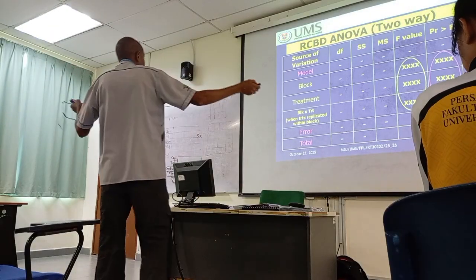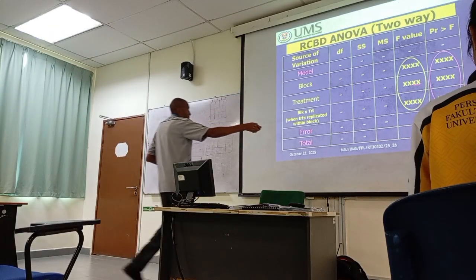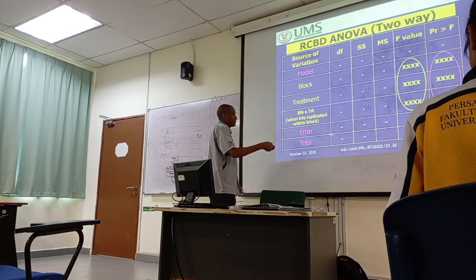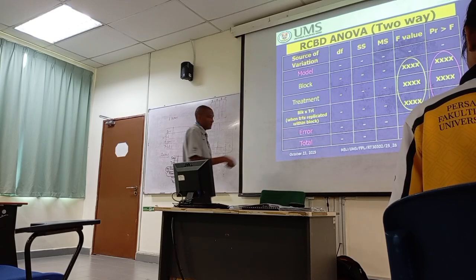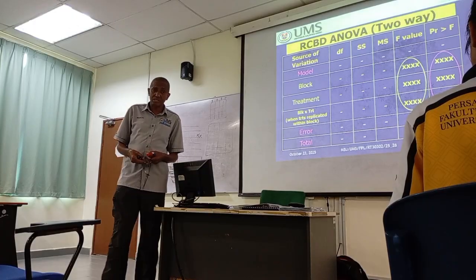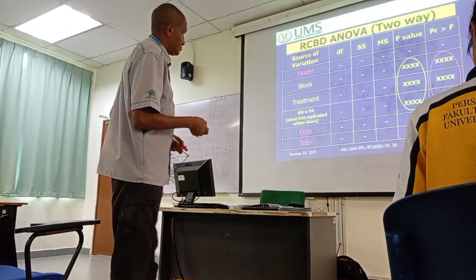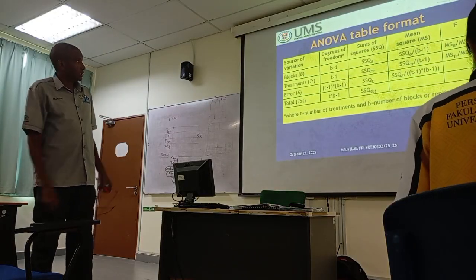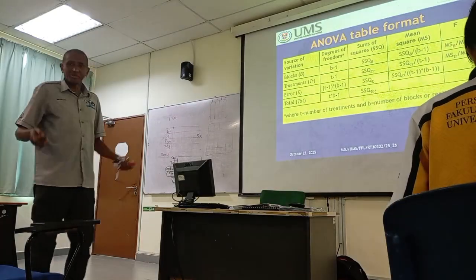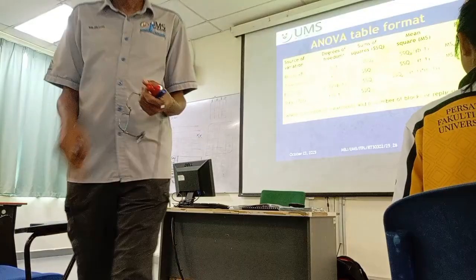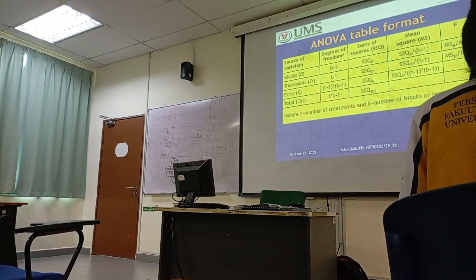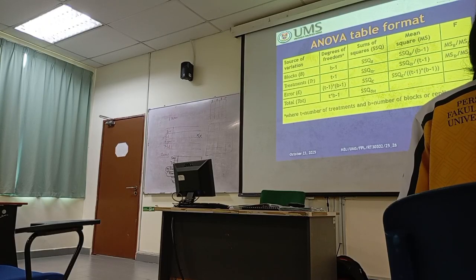Okay, this is the ANOVA table. Most of the time you will see only this one. In exceptional cases, we have one more here, when I told you we have repetition within the block. So the formula, if you want to write the formula, it's all there. If you want to remember the formula, go ahead. Better you learn how to do it rather than remembering the formula.